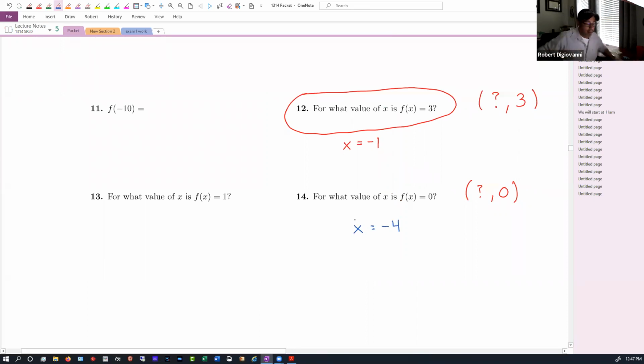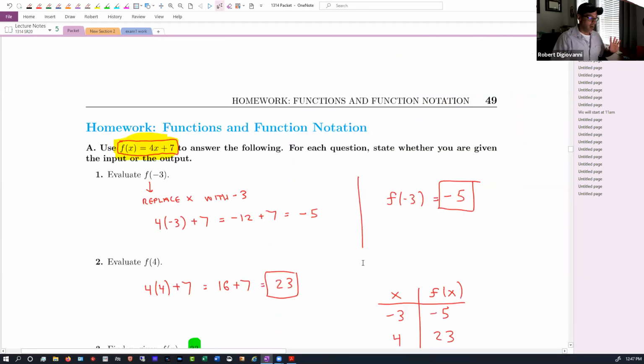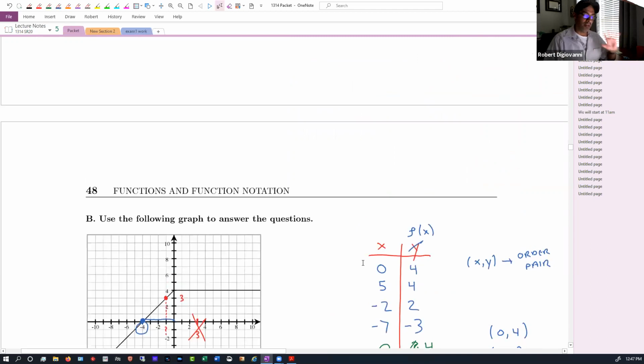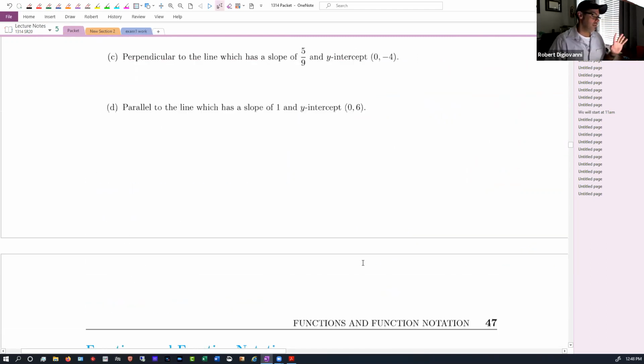Okay, so that is all you're going to have to do on a test. All right, there's no more to that. So let me just review functions and function notation briefly.